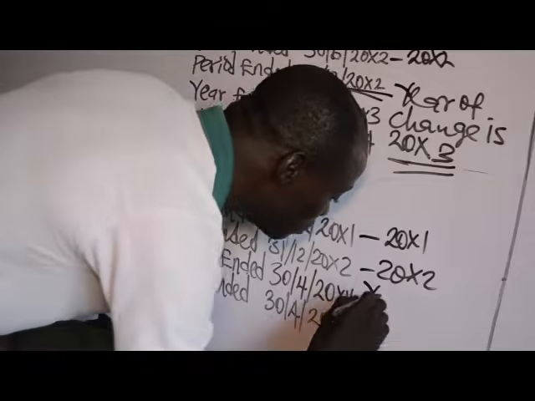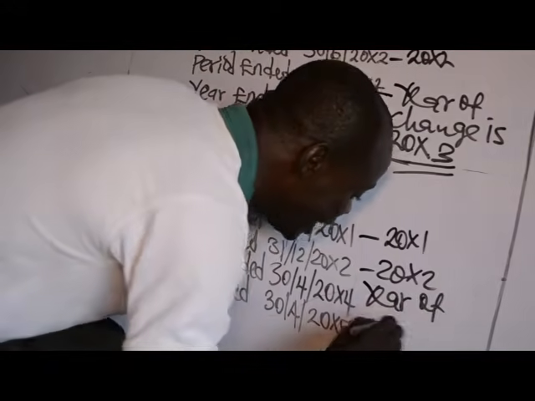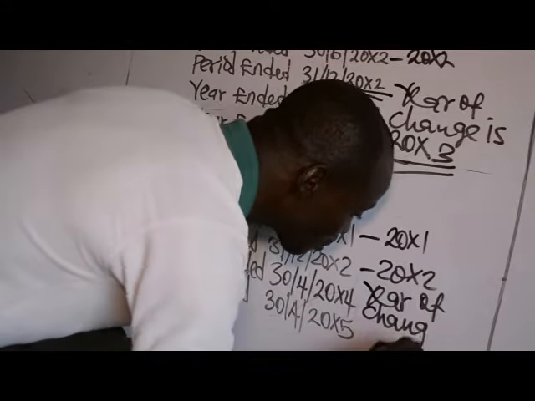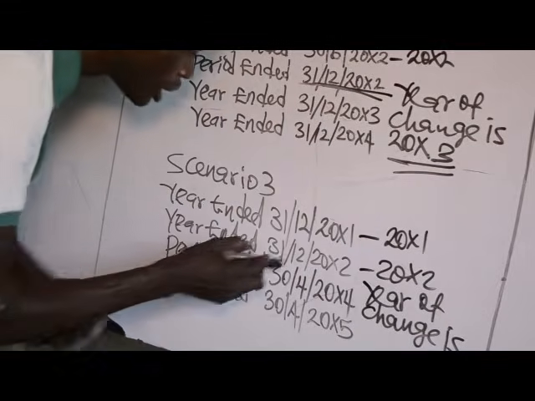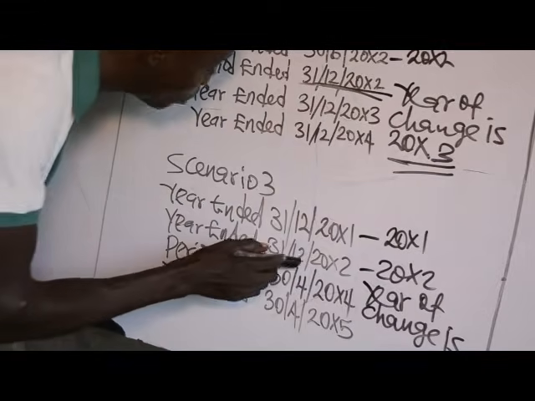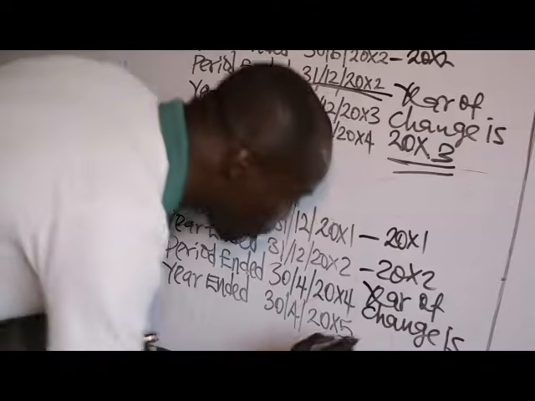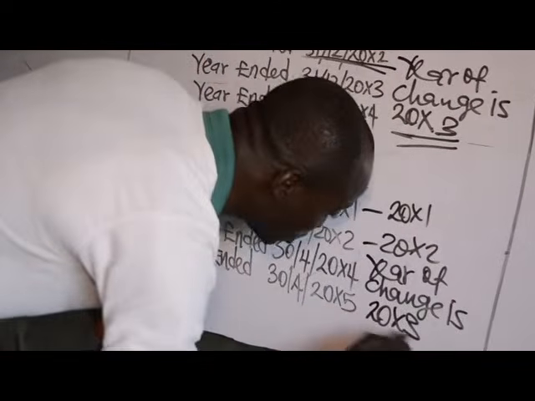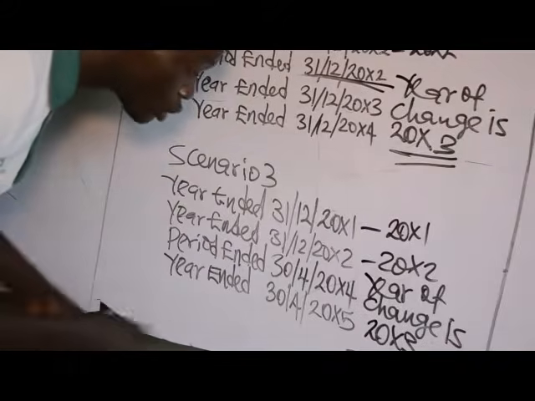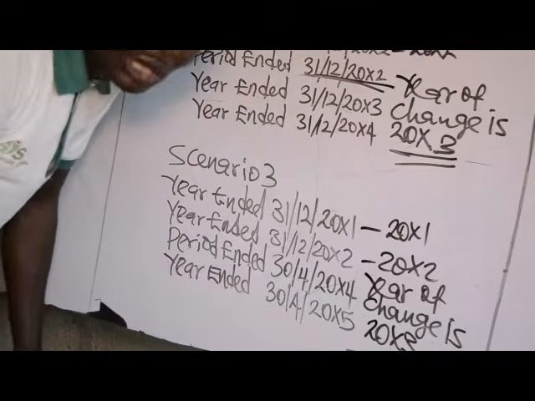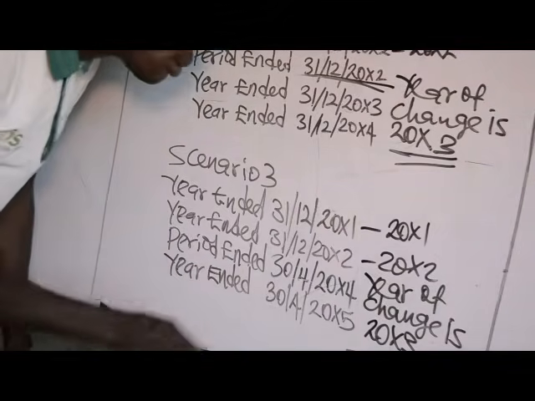Therefore, the year of change is the year this entity fails to prepare the account to December 31st. And that year is 20X3, not 20X4. If you have chosen to use 20X4 as the year of change, your computation will be wrong.